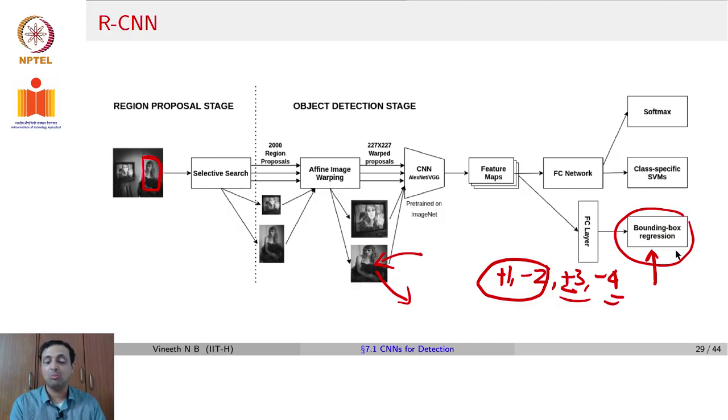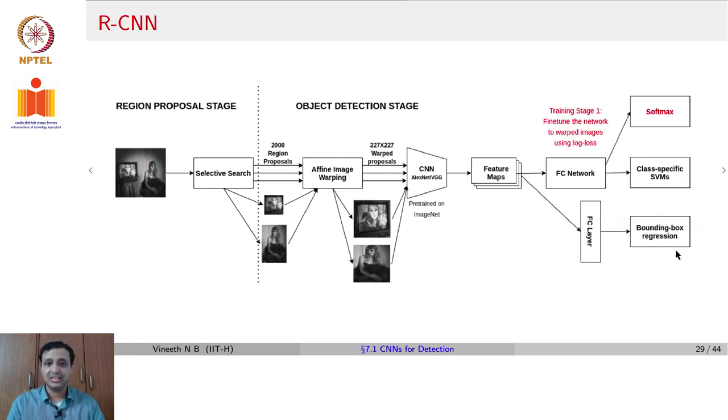So this bounding box regression module predicts the offsets from the current location of the box that you have. Now let's see the entire training procedure. In the first step, you consider all of these modules, the CNN, the feature maps, the fully connected network, and you fine-tune this fully connected network to the warped images using a softmax and a cross entropy loss.